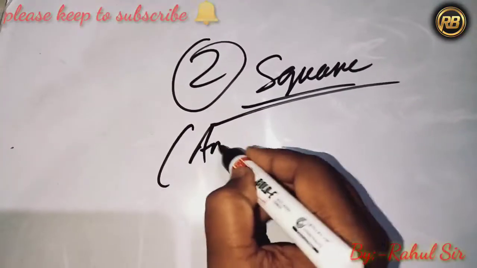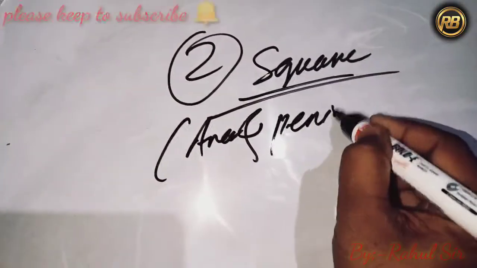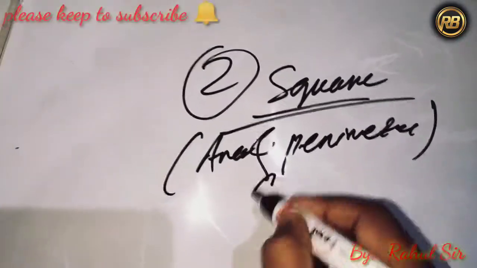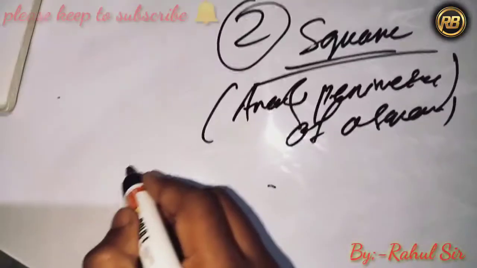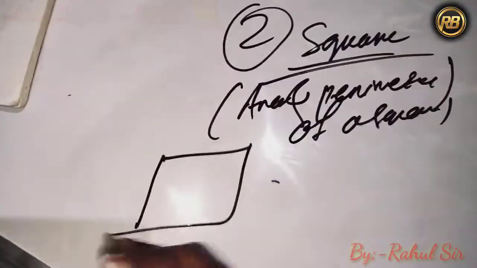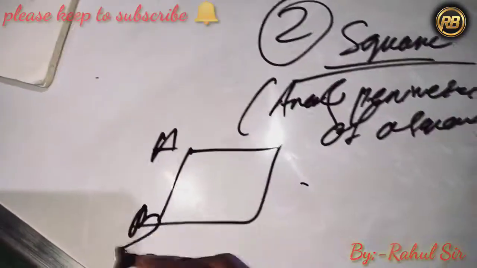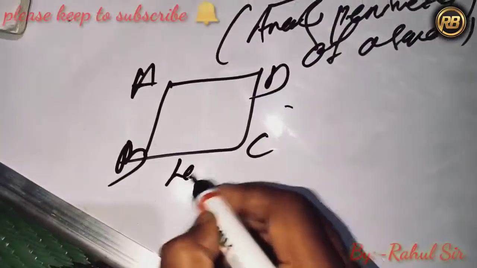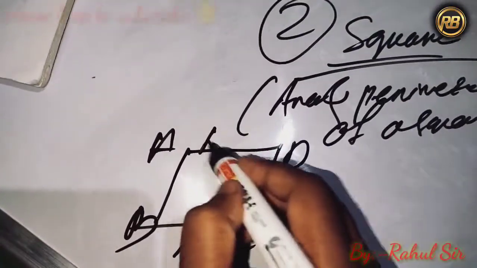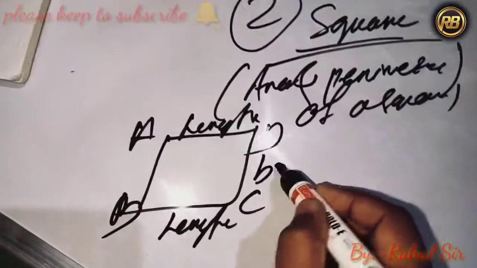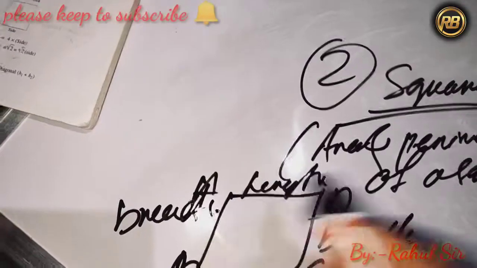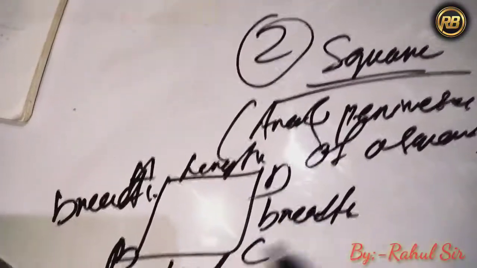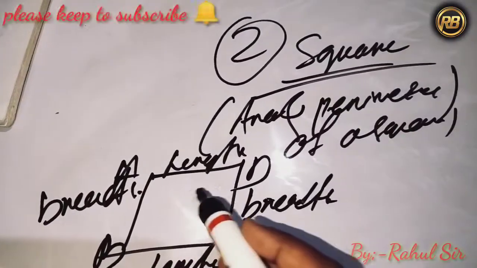What is the area and perimeter of a square? First of all, you can draw a figure that is a square ABCD. The square has 4 equal sides and 4 equal corners.